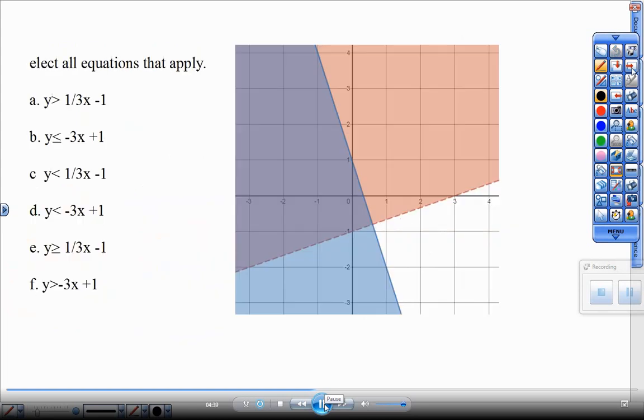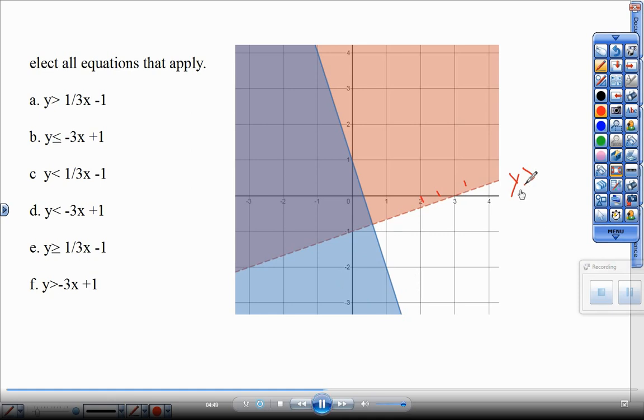Okay, this one. They want you to write the inequalities and match it. This one is y. Because my inequality has a dotted line, it's going to be a plain inequality without the equal line. Because this is shading above this red line, it's going to be more than. So just looking at that, I know this is more than. Not less than, not shading below, not more than or equal to because it's dotted.